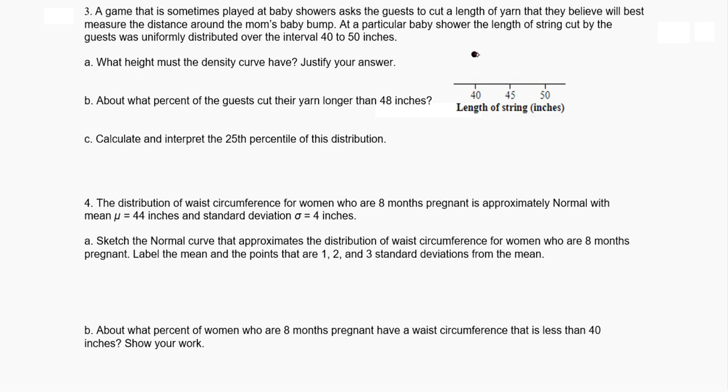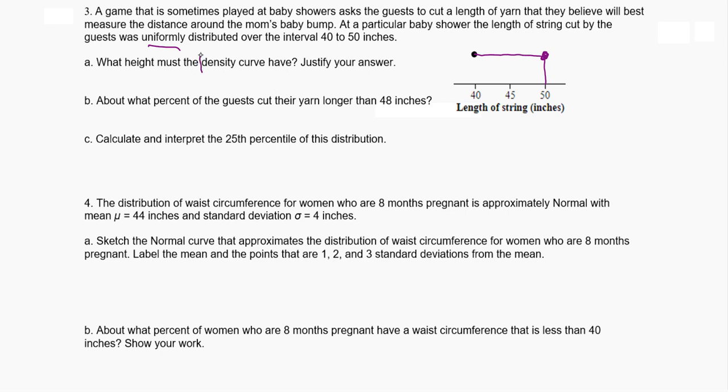And so we have this uniform distribution, and that means it's the same height throughout, from here to here. So that's what uniform means. Now it says, what height must the density curve have?